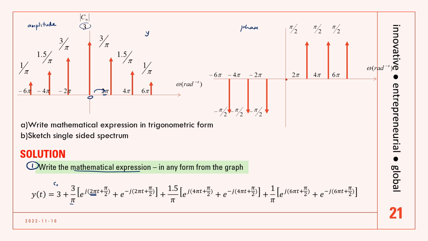the general representation should be C naught plus amplitude times exponential j omega t plus this. I think it's better for me to write it, so I'm going to erase this part.